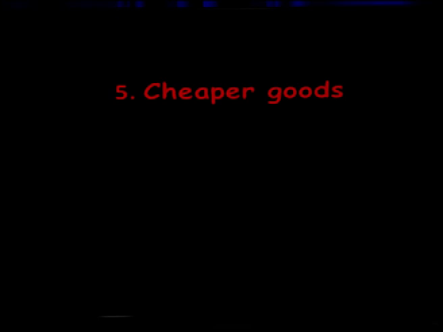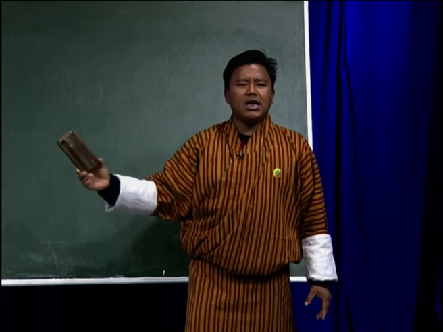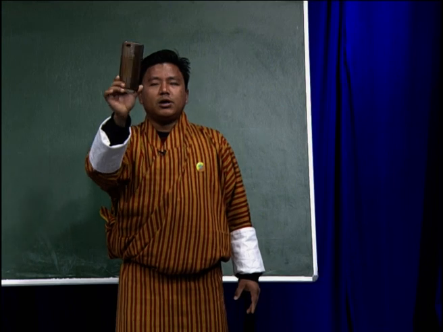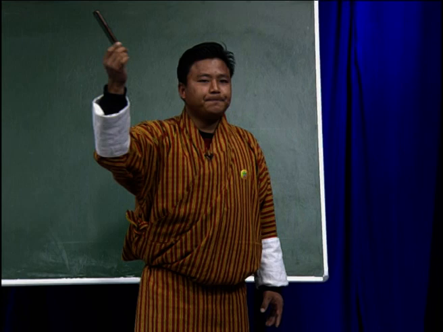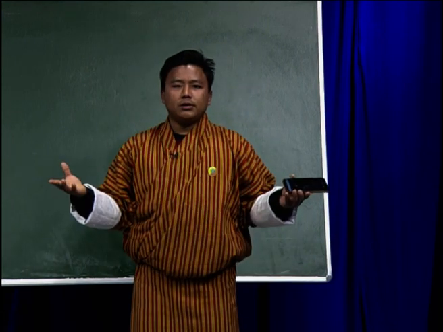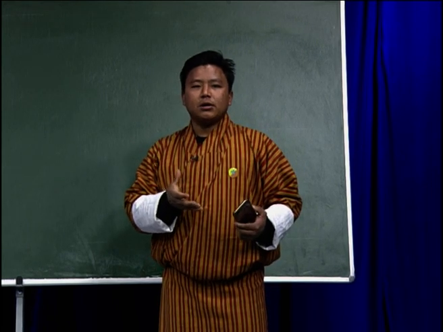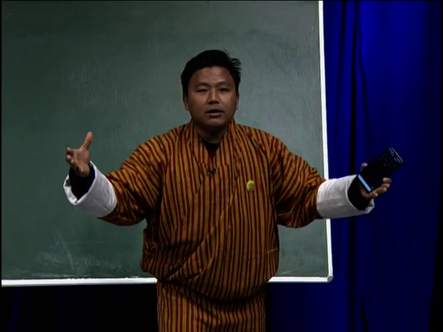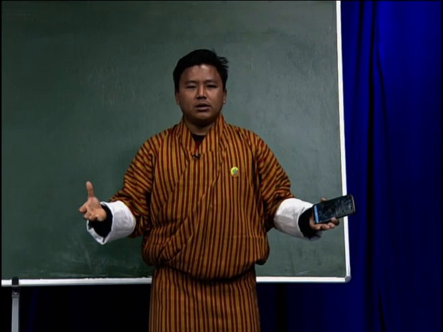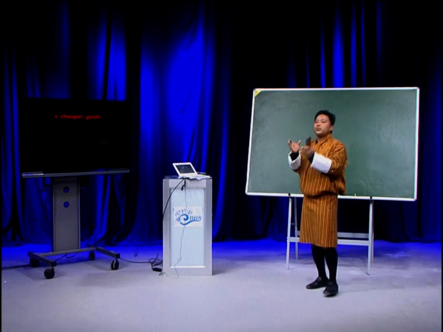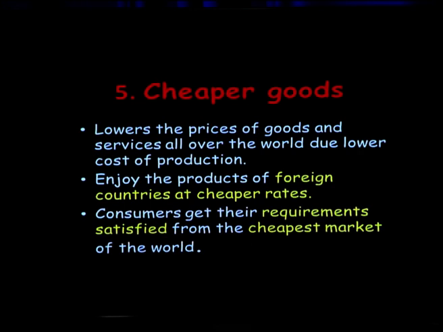Cheaper goods. The prices of all the commodities are not the same, though they may look the same. Simple example, this mobile phone. The price of this mobile phone in the market, let's take an example, is newly 17,000. Similarly, the same kind of mobile can be produced by another country with the same applications, but because of cost differences, we can find the same commodities at different prices. Hence, it has more advantages for buyers because they get more choices to buy the goods at cheaper prices. Consumers will have more advantages in buying the commodities at cheaper rates.